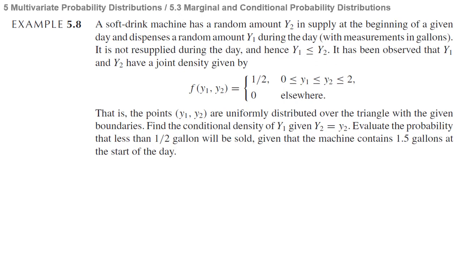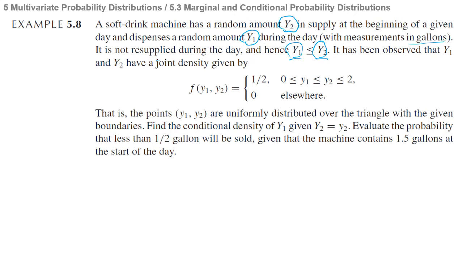Okay, let's move on to example 5.8. A soft drink machine has a random amount Y2 in supply at the beginning of a given day and dispenses a random amount Y1 during the day, with measurement in gallons. We initially have Y2 amount and we spend Y1 amount during the day. It is not resupplied during the day, and hence Y1 is less than or equal to Y2. This is natural because we initially have Y2 amount and we spend Y1 amount, so this should hold.